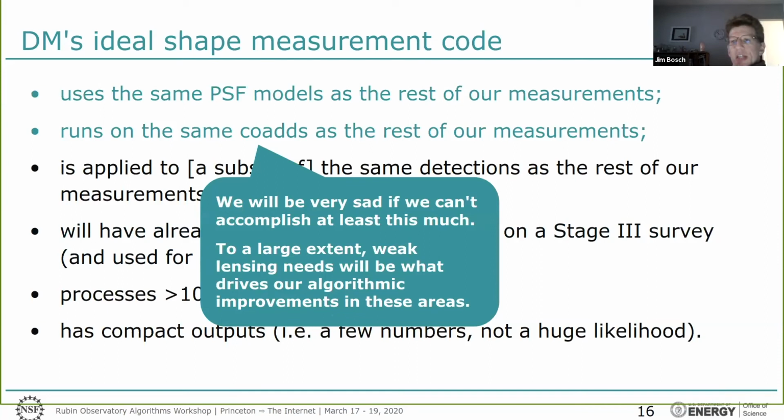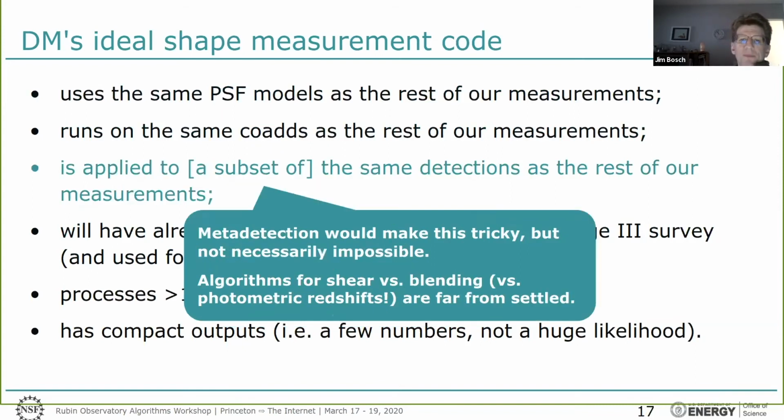I think I'll be very sad if we can't accomplish the goal of having shear codes run on our PSFs and coadds, but I think we can make this happen. It just requires working with people that we already have been working with. The metadetection approach to blending makes this tricky. It means that you want to define a sample of objects that you measure that depends on an applied shear.